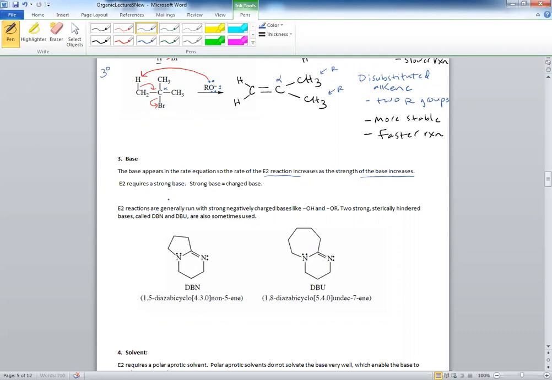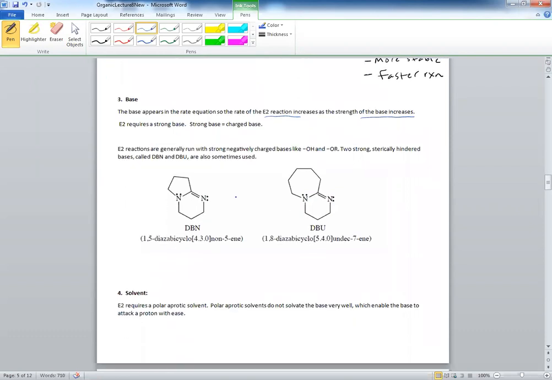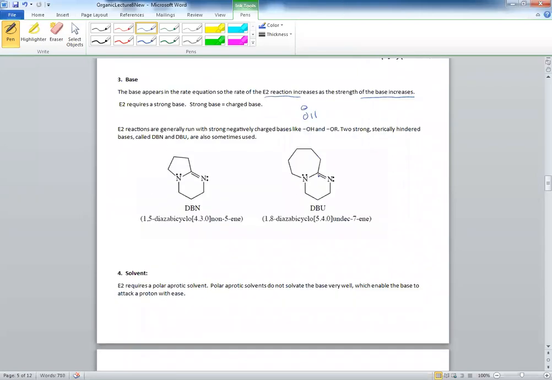E2 requires obviously a strong base, so a strong base is a charged base. Although, just to warn you, remember we can have charged species that can be strong nucleophiles, but not necessarily strong bases. E2 reaction can be generally run with negatively charged bases like OH minus. OH minus, like right there.